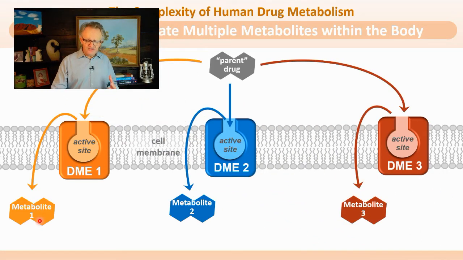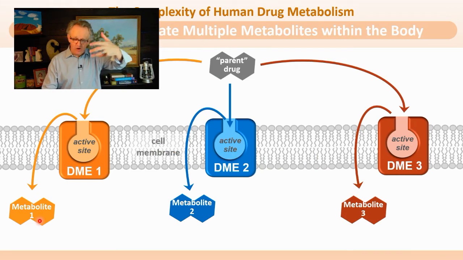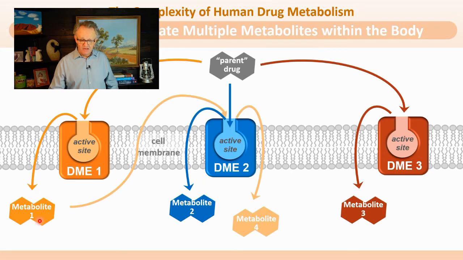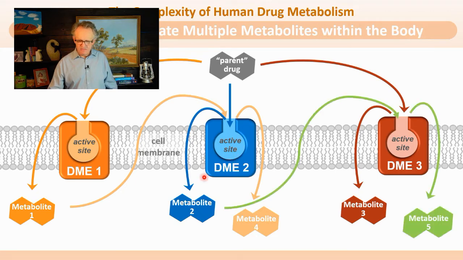But then what we often see is some of those substrates go back and get further metabolized by another drug metabolizing enzyme. So in this case, metabolite 1 becomes a substrate and is converted to metabolite 4 by drug metabolizing enzyme 2, whereas metabolite 2 is now getting processed by enzyme 3 to form metabolite 5. In actual fact, it can get a lot more complicated than that, with a lot more than 3 enzymes participating.